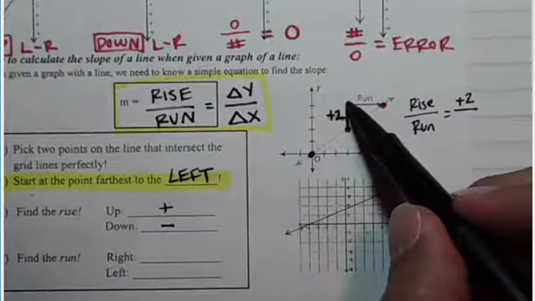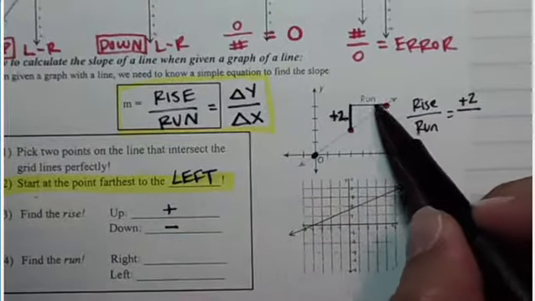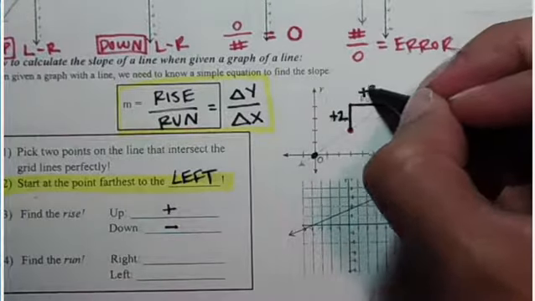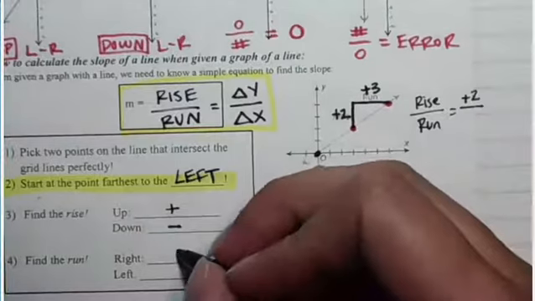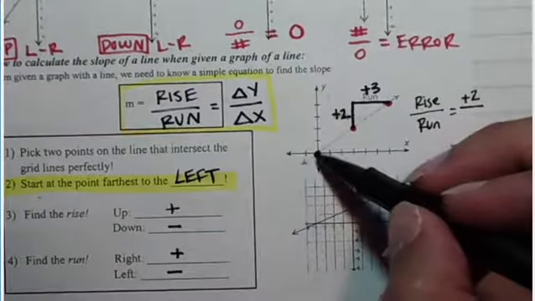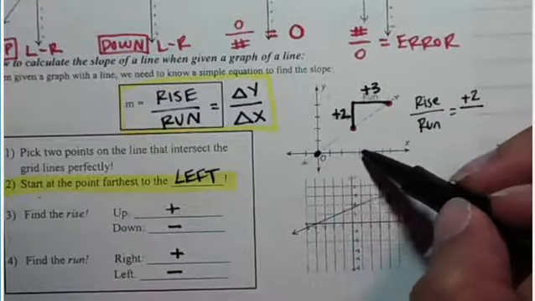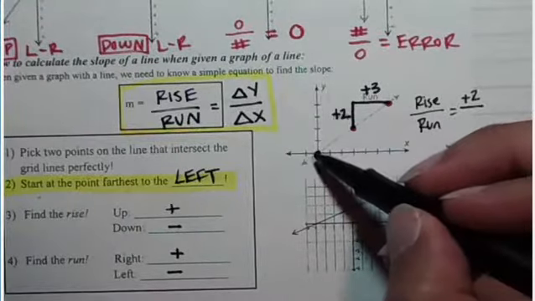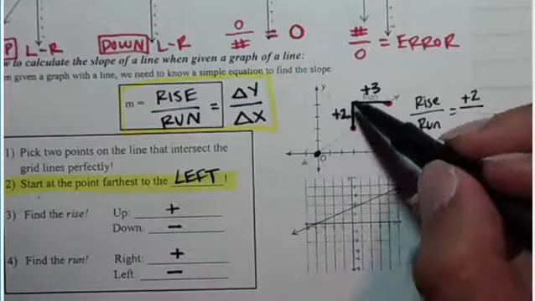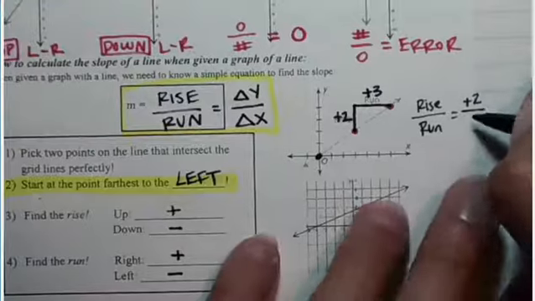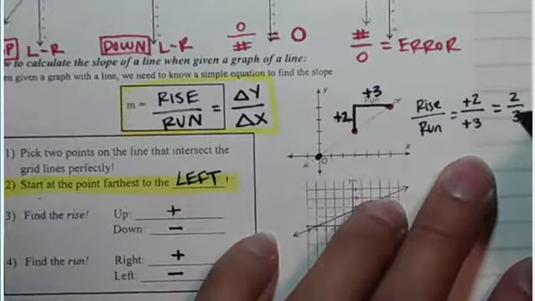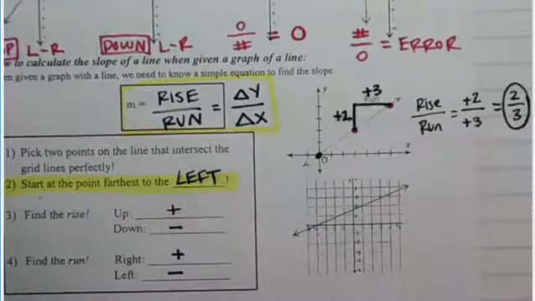From this point, now I'm going to go run to the right here. So I'm going to go over 3 to the right. So I'm going to the right 3, which is again positive. Right is positive, left is negative. Again, think of yourself at the origin. If I move to the right, these are positive numbers. If I'm at the origin and go to the left, these are negative. So I went up 2, to the right 3. So my slope here ends up being 2/3. The slope of this line is 2/3.